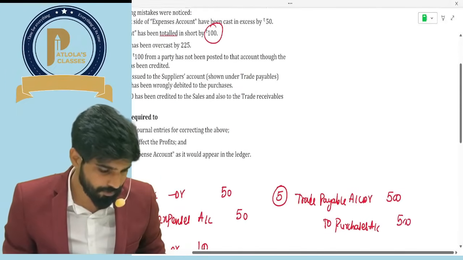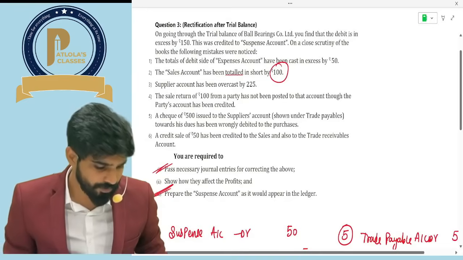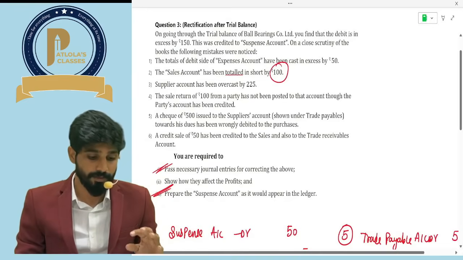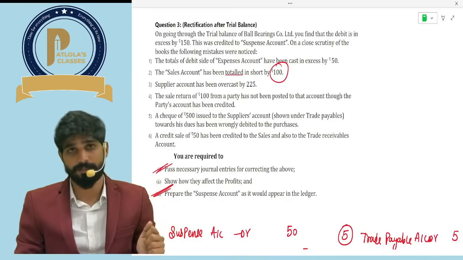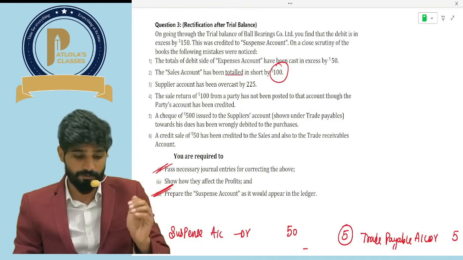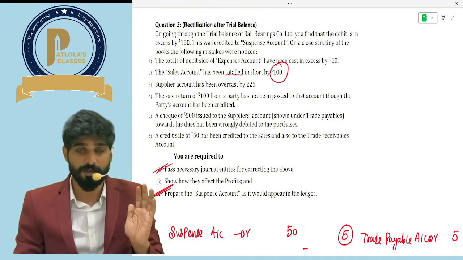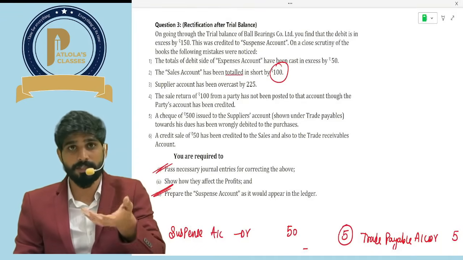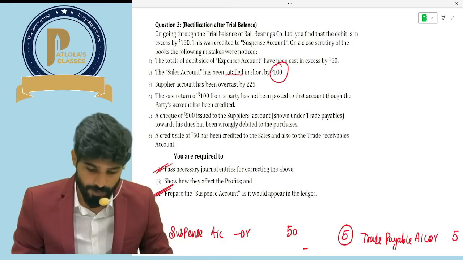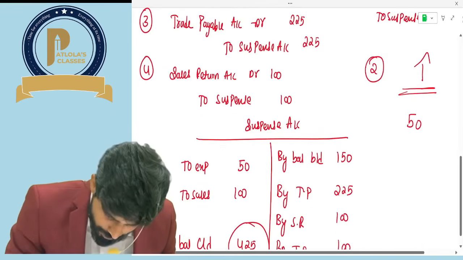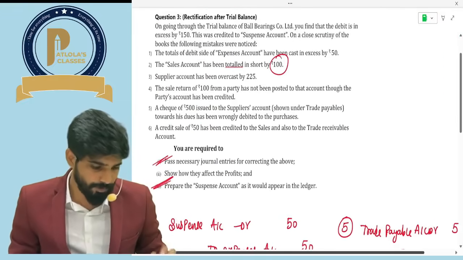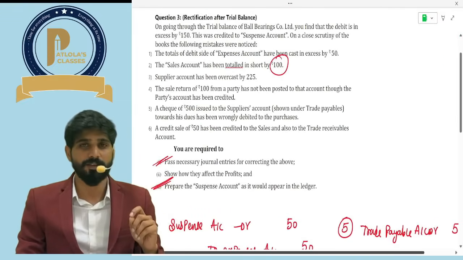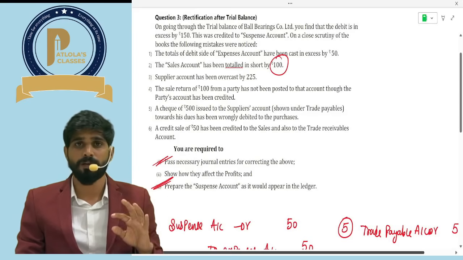Next, come to the second transaction. Sales has been totaled short by 100. Since sales is taken less, now we are fulfilling that. We are taking normal full sales. Sales will be increased. When the sales are increased, your profits will also increase. So once again 100 profit will increase. Next, coming to the third one, supplier account has no impact on profit.